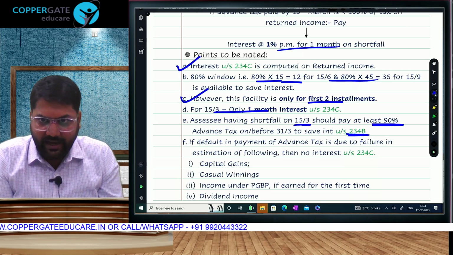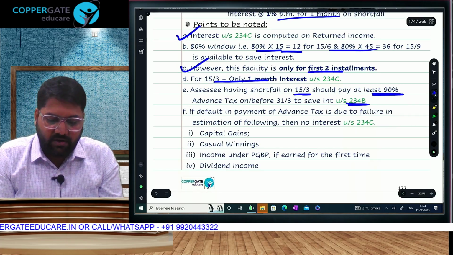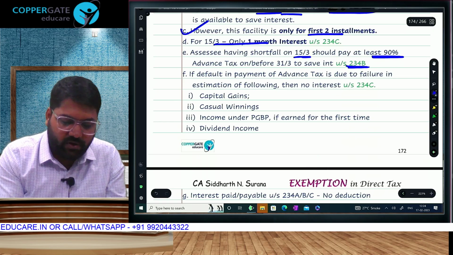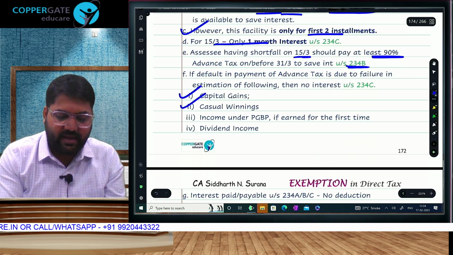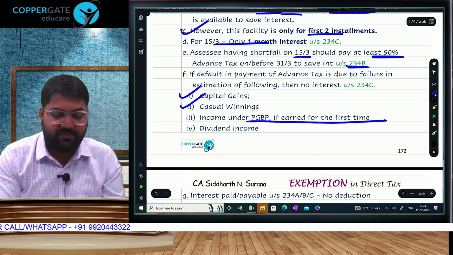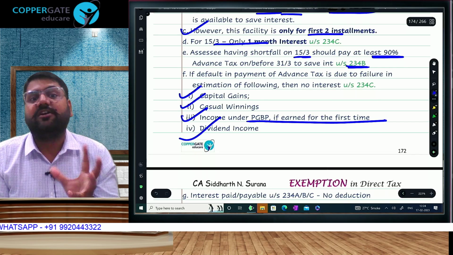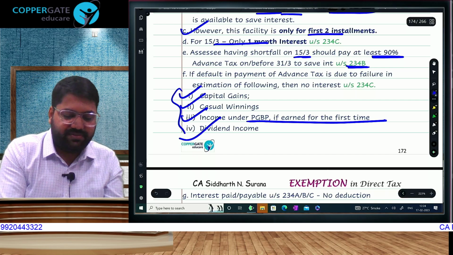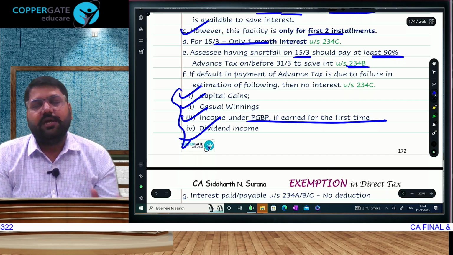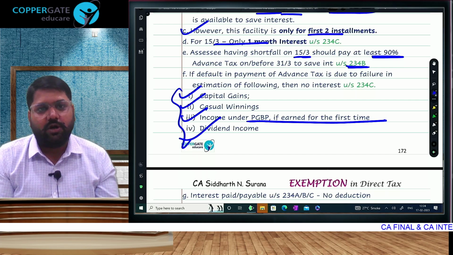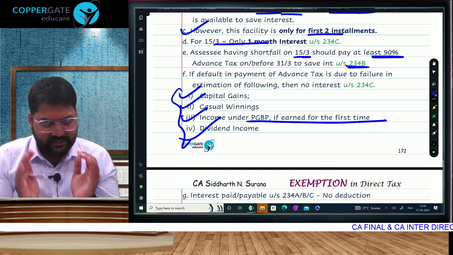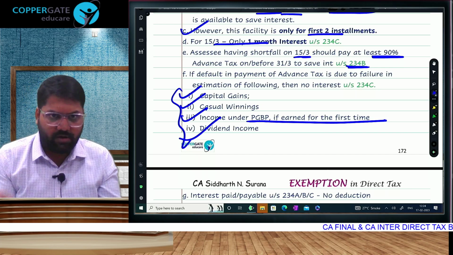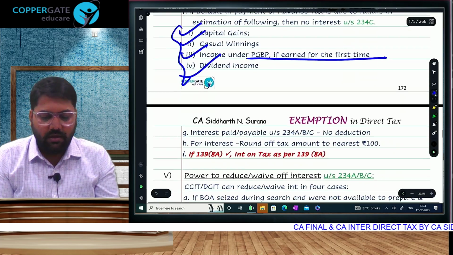234C will be attracted. If there is any default in payment of advance tax due to estimation of the following: capital gain you could not estimate, or casual winning, or PGBP which you are earning for the first time, or dividend income, they are all sudden surprising income. Then for the installments which are over, for example, if you earn this income on 1st December, then June and September installments we will not count this tax, we will directly take it in December. This tax we will take directly in the installment which comes after earning the income.